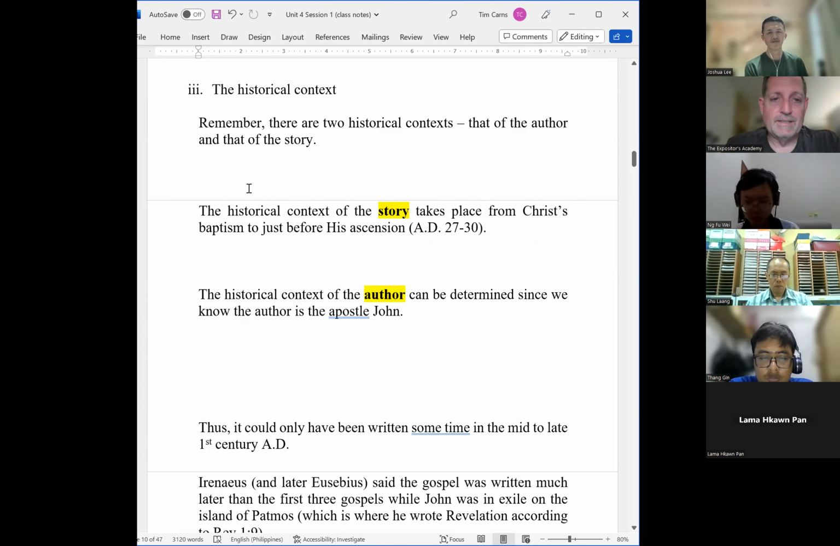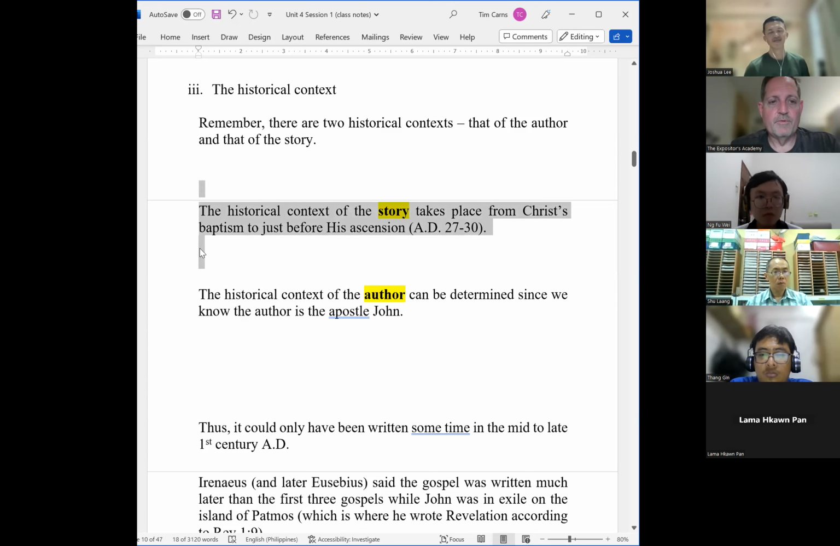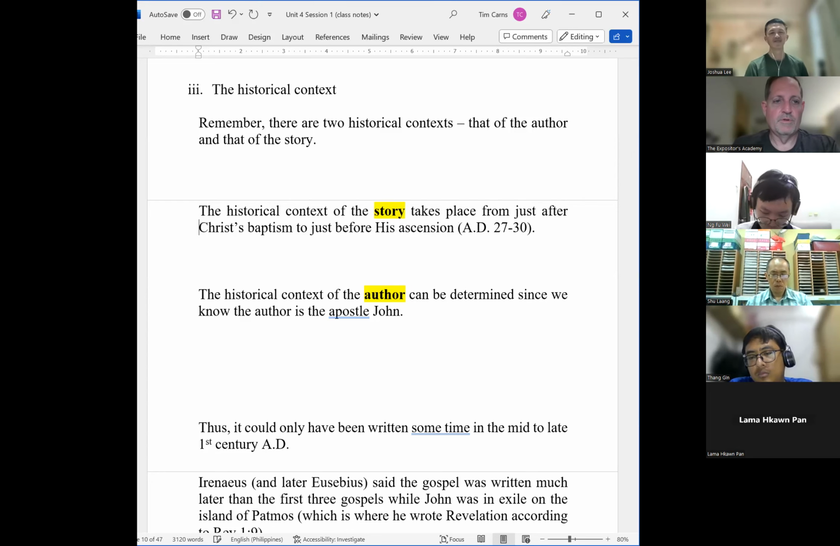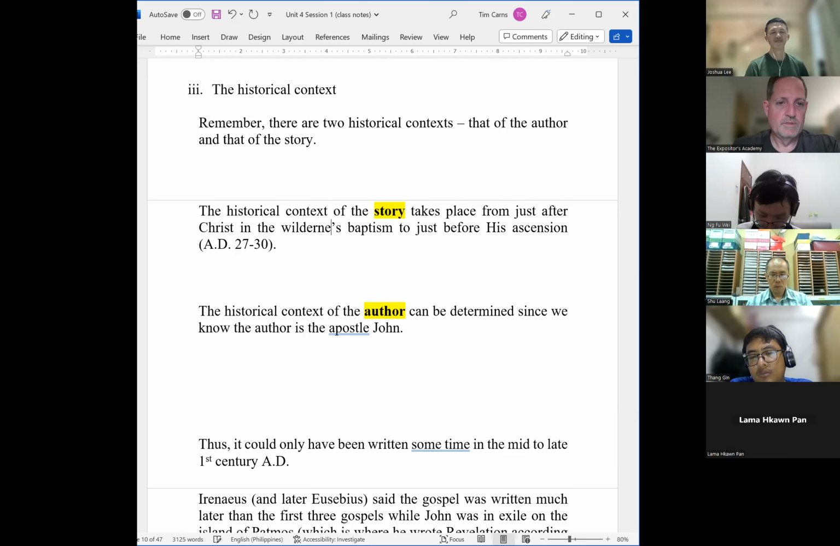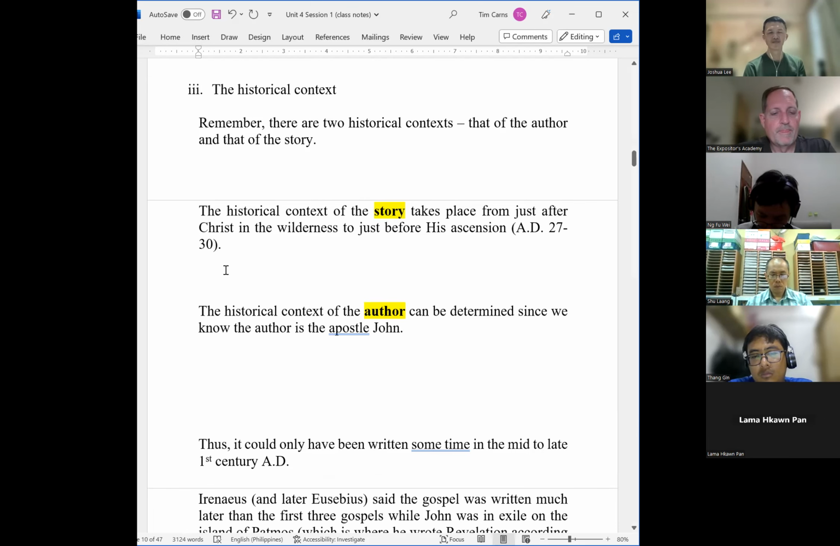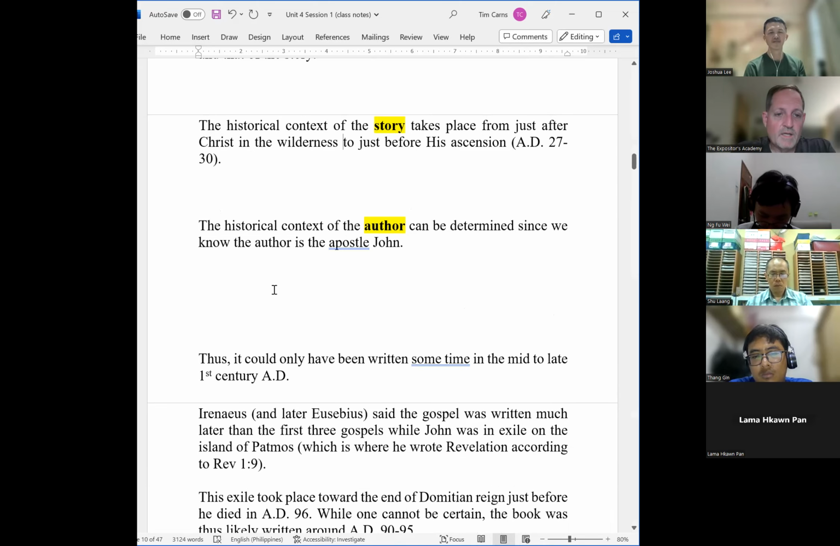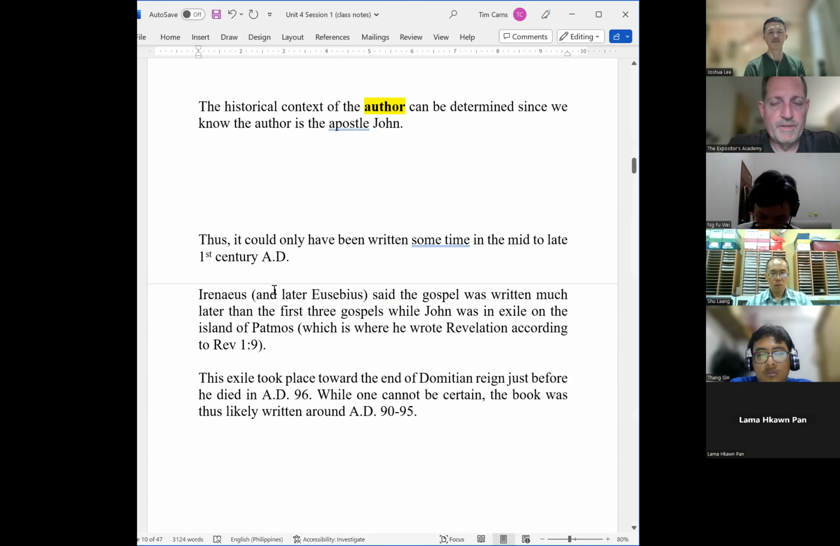Now, the historical context of the story is, of course, the life of Christ, which takes place just after Christ in the wilderness, all the way to just before his ascension. And the historical context of the author, as we just discussed, is that the book was probably written around 90 AD, or 90 to 95 AD, somewhere in there.